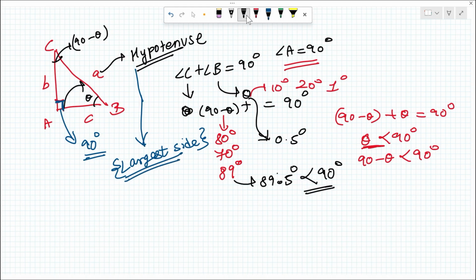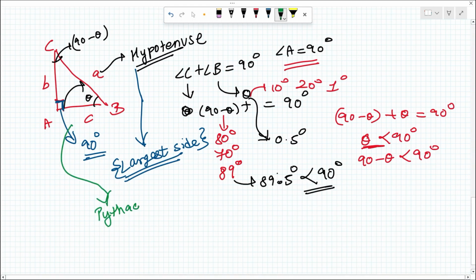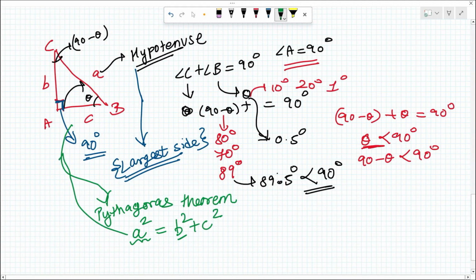So now what I want you to recall is the important Pythagoras theorem. I'm pretty sure you must have learned this. What the Pythagoras theorem states is, according to this diagram, if you measure the value of the hypotenuse and square it, that should be equal to the sum of the squares of the lengths of the other two sides. That is, a square should be b square plus c square with respect to this diagram. This is the Pythagoras theorem.